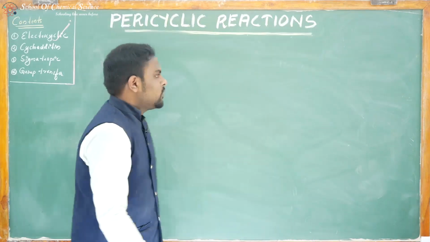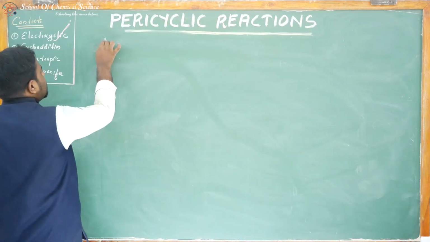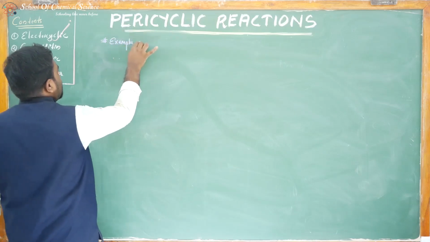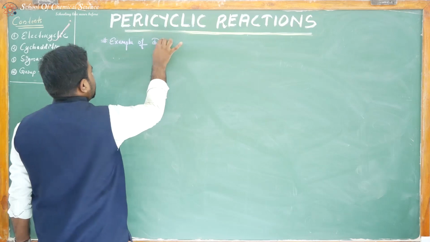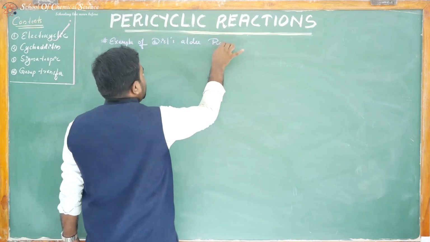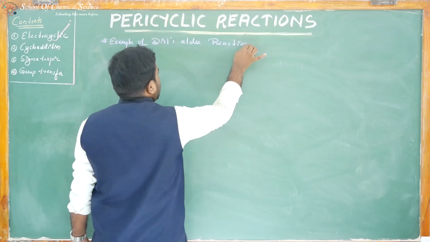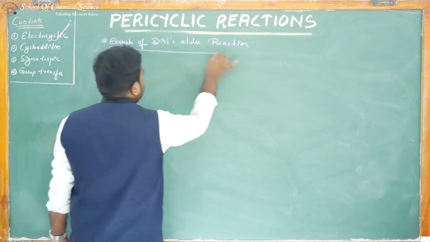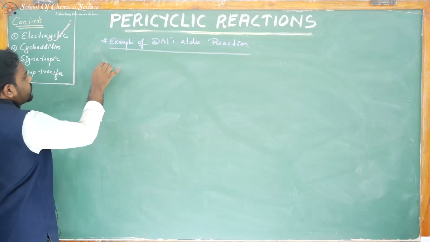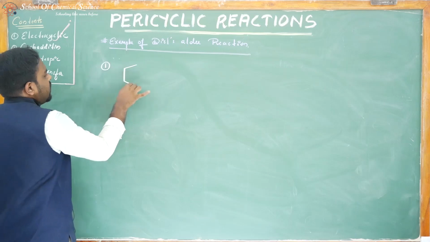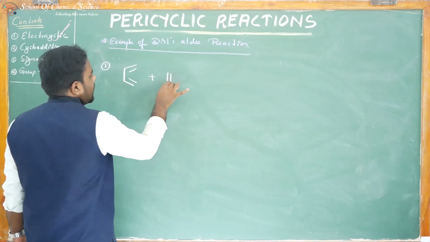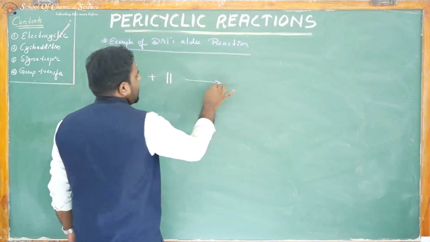Okay, then some examples of Diels-Alder reaction. Okay, moving to the first example. A simple diene, 1,3-butadiene, plus a dienophile. What is the reaction?